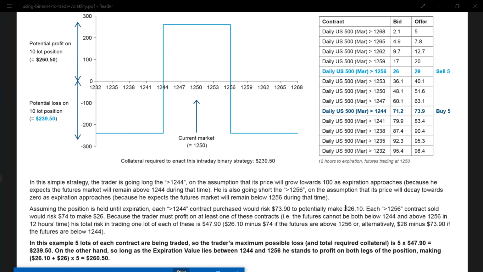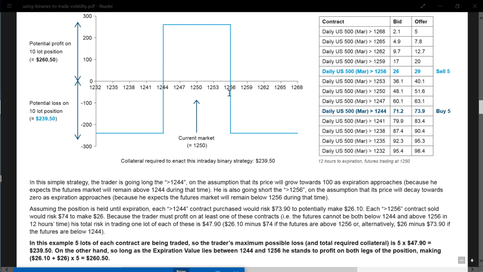This is exactly the kind of position that I would have you in as a multi-platform insurance trading client. Insurance trading is exactly this same methodology. We would be going in to potentially make $26.10. In this case, we would start off with 1, and we would grow to 2, 3, 4, and 5. But right now we'd have 1. Anyway, this is what you'd be looking at. Each contract sold would risk $74 to make 26.